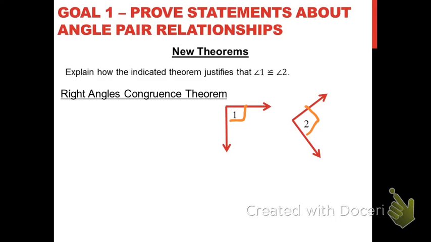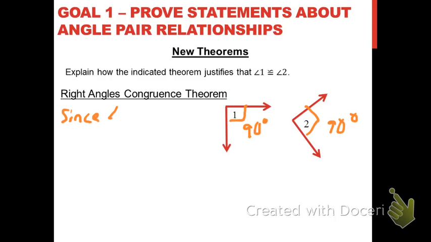Okay, so why would angle 1 have to be congruent to angle 2? Well, if you've looked at the right angles congruence theorem, you know that it says that right angles are always congruent to one another. And this seems self-explanatory, but it is a provable statement. If angle 1 is a right angle, isn't it 90 degrees? And the same with angle 2. And if they're both the same measure, then they have to be equal to one another. So the right angles congruence theorem would justify that angle 1 is congruent to angle 2 this way.